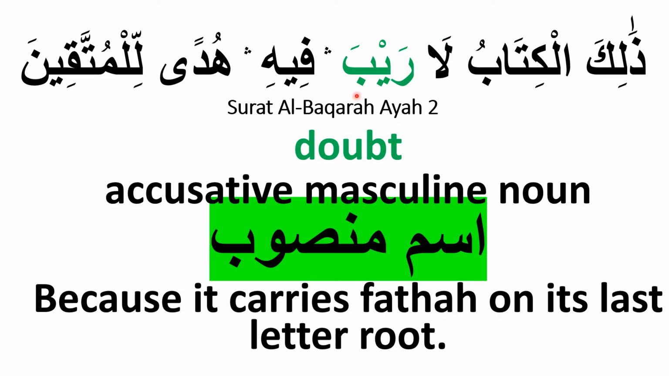ريب, doubt. ريب is an accusative masculine noun. اسم منصوب because it carries a fatha on its last letter root.